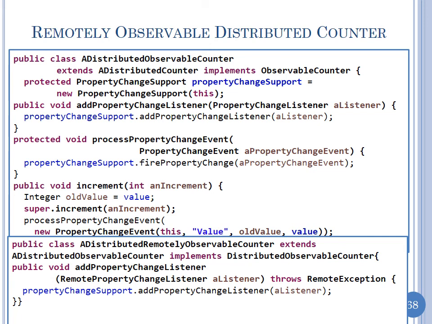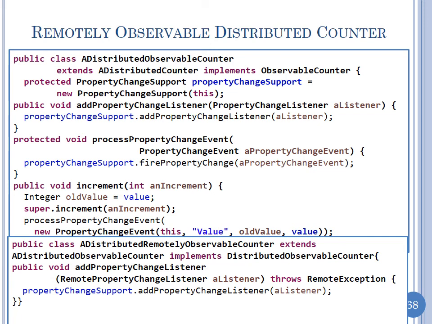These are two different types. One of these types has throws remote exception. The other type doesn't have throws remote exception. And what I'm doing is I'm saying, whatever argument I get, I will add that to the list maintained by property change support.